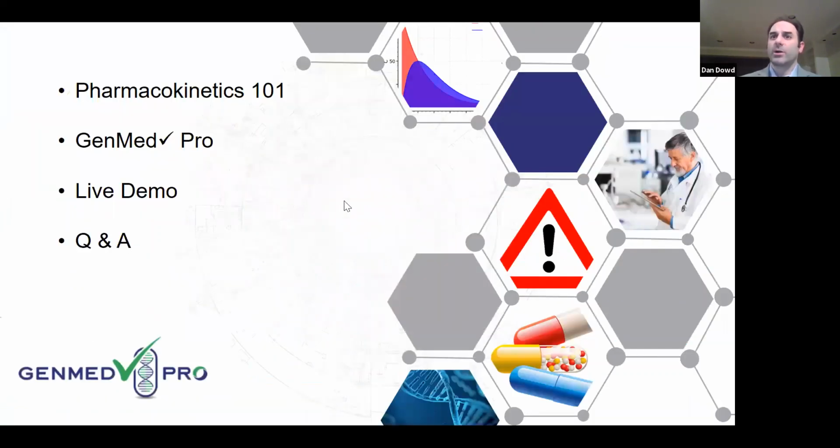Today, we're going to talk about our newest product called GenMed Pro, and this is the agenda for today's presentation. So we'll first do some Pharmacokinetics 101. We won't go too deep into the weeds because this stuff can get rather confusing, but everyone needs to have a fundamental understanding of pharmacokinetics to understand not just pharmacogenetic interactions, but also how these drug-drug interactions can influence blood levels and side effects and outcomes to different medications.